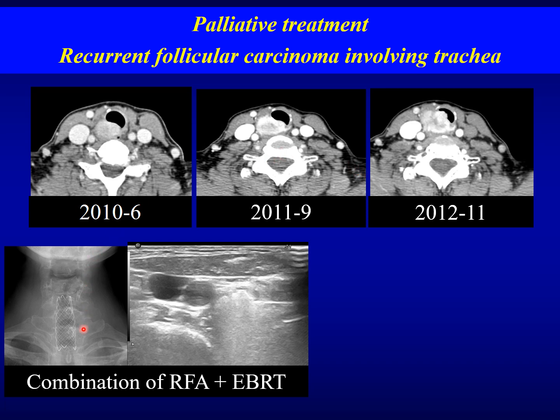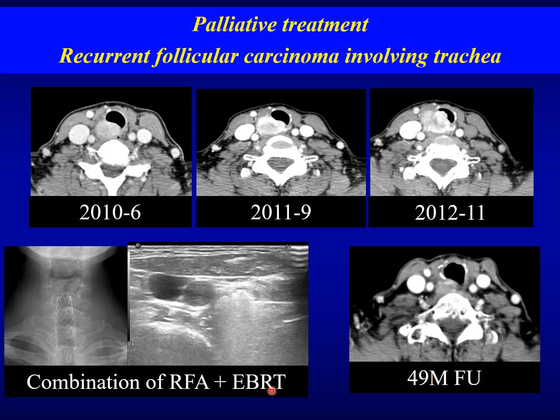We immediately applied the tracheal stent to widen the tracheal lumen and then ablated the tumor by radiofrequency ablation, followed by external beam radiation therapy. At 49 months follow-up, the tumor around the esophagus is slightly enhanced at that time. However, symptoms were stable at 49 months follow-up.